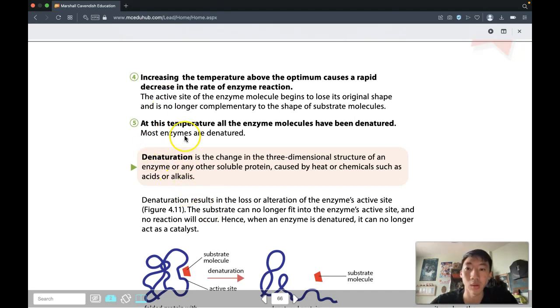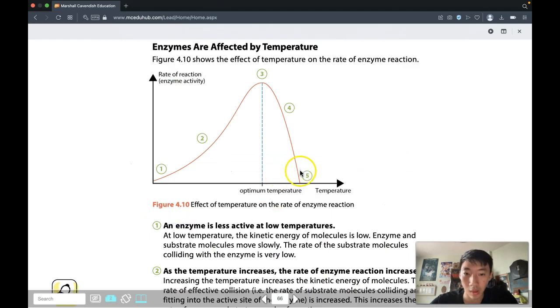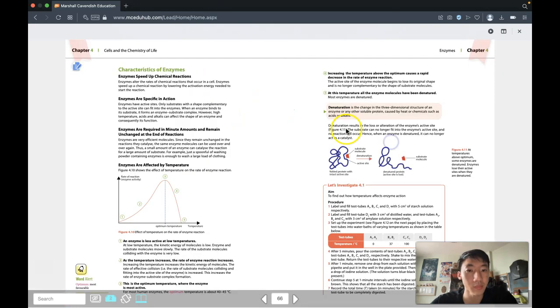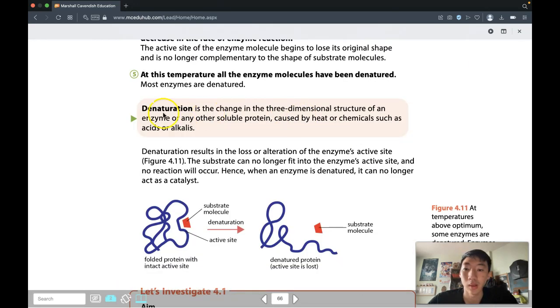Denaturation. Okay. So point number 5, at this temperature, all the enzyme molecules have been denatured, or you can say most of the enzymes are denatured. So that's what's happening here. Almost all the enzymes have been denatured, and so there can be no enzyme activity. So what is denaturation? Denaturation is the change in the 3-dimensional structure of an enzyme or any other soluble protein caused by heat or chemicals such as acid and alkali. So there are 3 things that cause denaturation: high heat, extreme acidity, and extreme alkalinity.